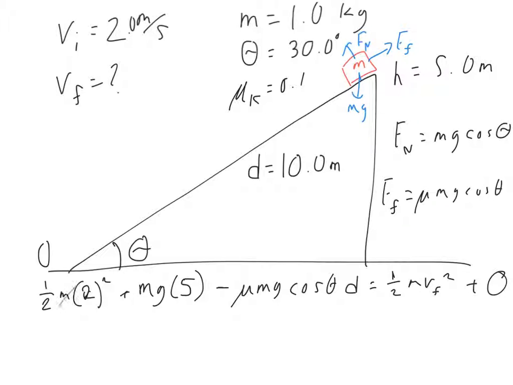So again, we can cancel out all the mass terms. So we never needed to know the mass of this object at all. That is nice. And again, we can solve for the final velocity. Just a touch of algebra now.